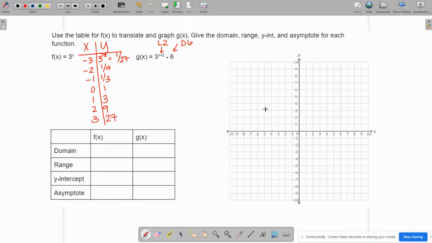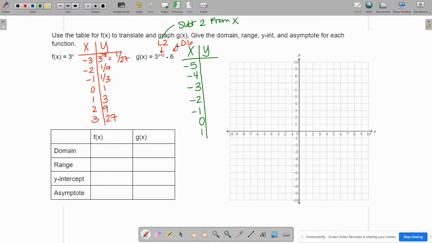So think about if you had these points over here, and you were going to move them left 2 and then down 6, think about how that's going to impact your table. Going left 2 means that you're going to take a point that, let's say if its x-coordinate was at 1, going left 2 takes 2 away from the x. So really, when we're going left 2, this means that you need to subtract 2 from your x-coordinates. So -3, if I take away 2 from that, it's going to be -5. If I take away 2 from -2, it's going to be -4. -1 minus 2 is -3. 0 minus 2. 1 minus 2. 2 minus 2. And 3 minus 2.